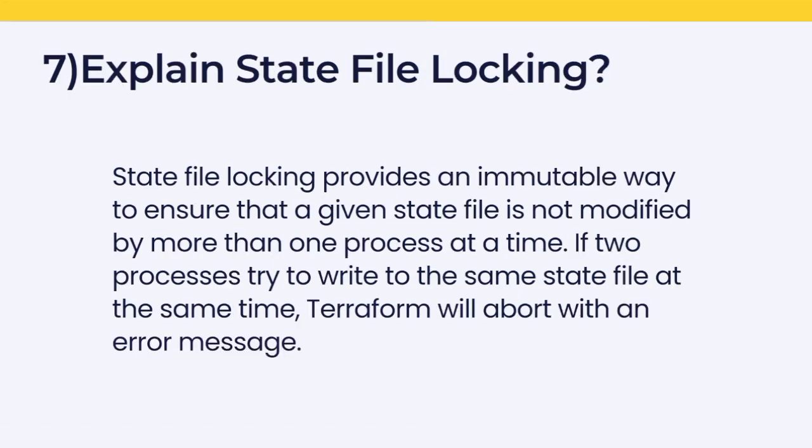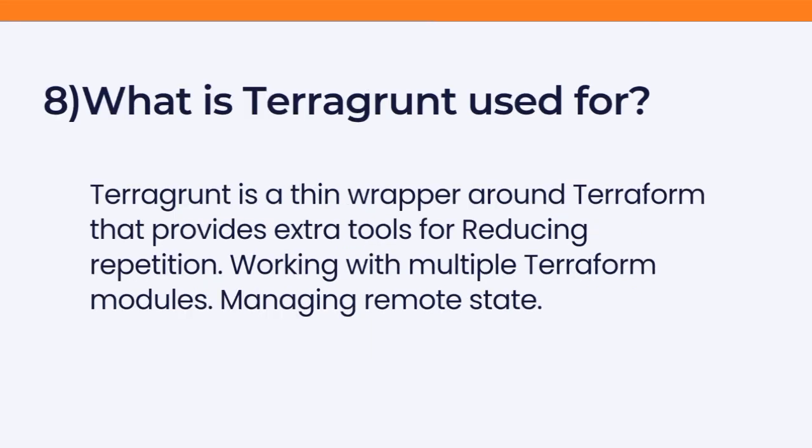7. Explain state file locking. State file locking provides an immutable way to ensure that a given state file is not modified by more than one process at a time. If two processes try to write to the same state file at the same time, Terraform will abort with an error message. 8. What is Terragrunt used for?